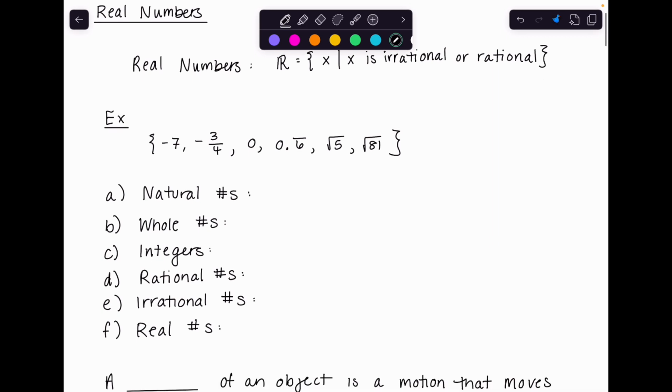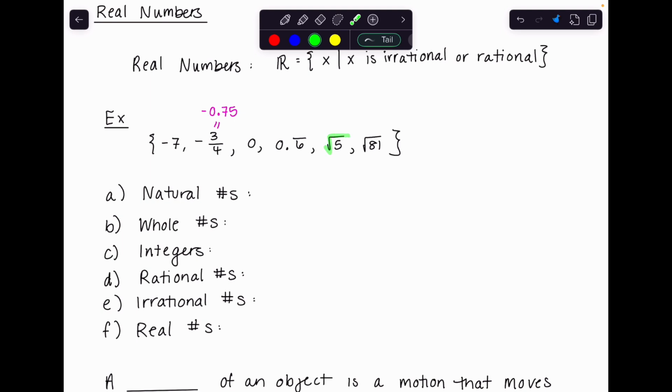So with this example, we're given a list of numbers and we want to pick out what are the natural numbers, what are the whole numbers, the integers, the rationals, the irrationals, and the reals. And really, in order to do this, I do need to simplify some of these. So if I look at -3/4, you plug that into your calculator, you would see that's -0.75, just so you have an idea. This bar on top, again, is going to indicate that the 6 repeats.